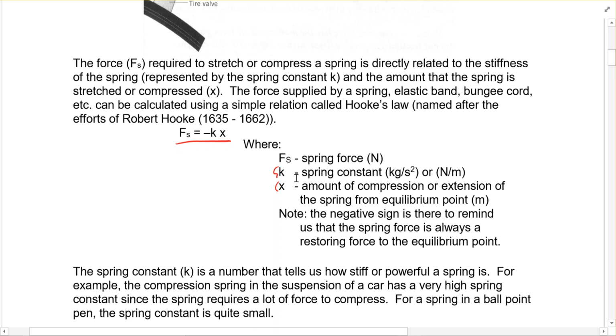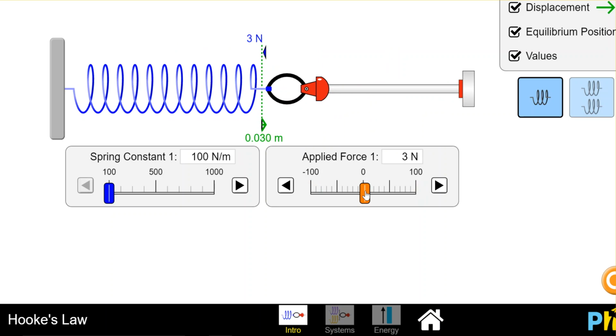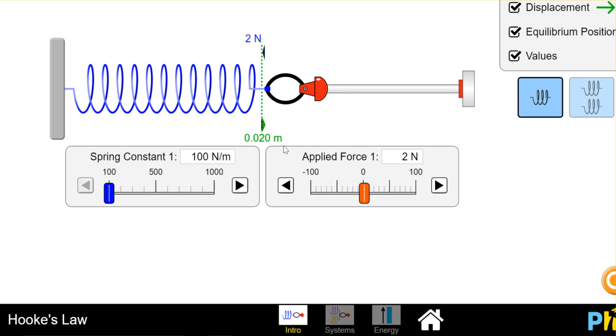All right, so that's pretty much that. The other thing to notice here, though, is how it goes up. So if I make my applied force down to 0, and then apply a force of 1 newton, you can see that the distance it was stretched was 0.01 meters, so like 1 centimeter. If I double my force, so I go up to 2 newtons, I doubled my distance, right? If I triple my force, I've tripled my distance. So they go up linearly.